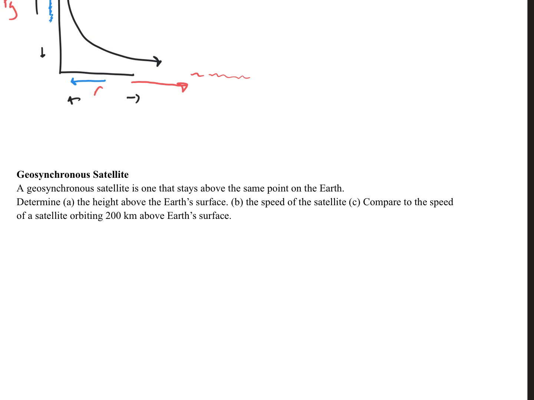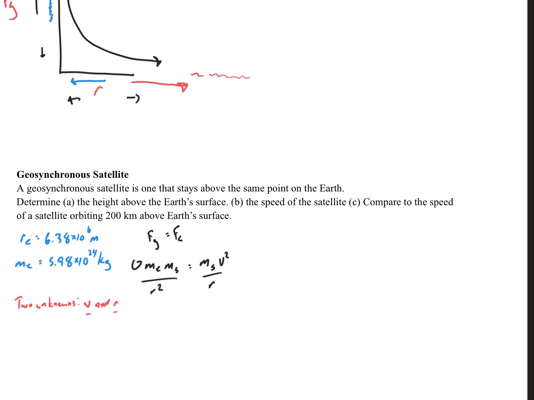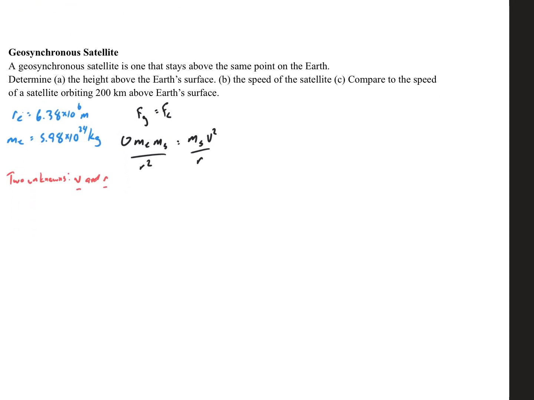So we understand that the force of gravity is the source of the centripetal force. That's what's holding everything together. So plugging things in, big G, gravitational constant, mass of the Earth, mass of the satellite over r squared is equal to the mass of the satellite, v squared over r. And so notice here we have two unknowns, v and r. And so we have to be able to resolve that somehow.